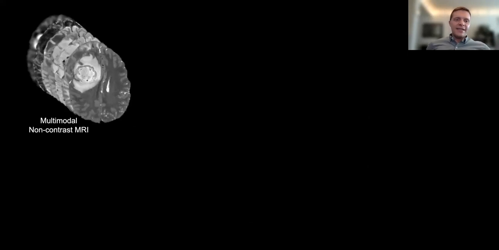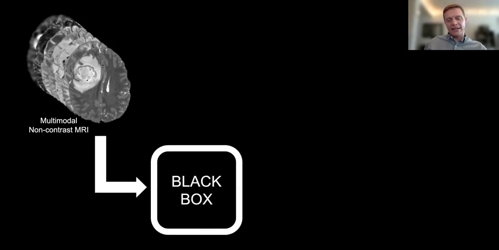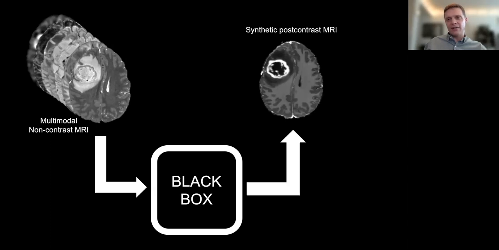So the idea of this study, the kind of background idea, is to take multimodal non-contrast MRI, to feed it into some black box algorithm, and to get out a simulated post-contrast image that looks like and acts like, for all intents and purposes, real post-contrast imaging.